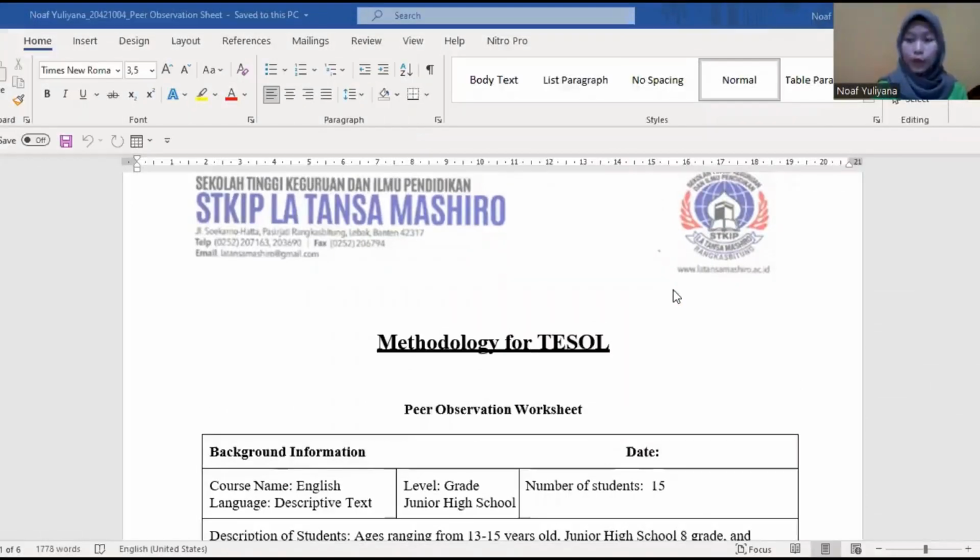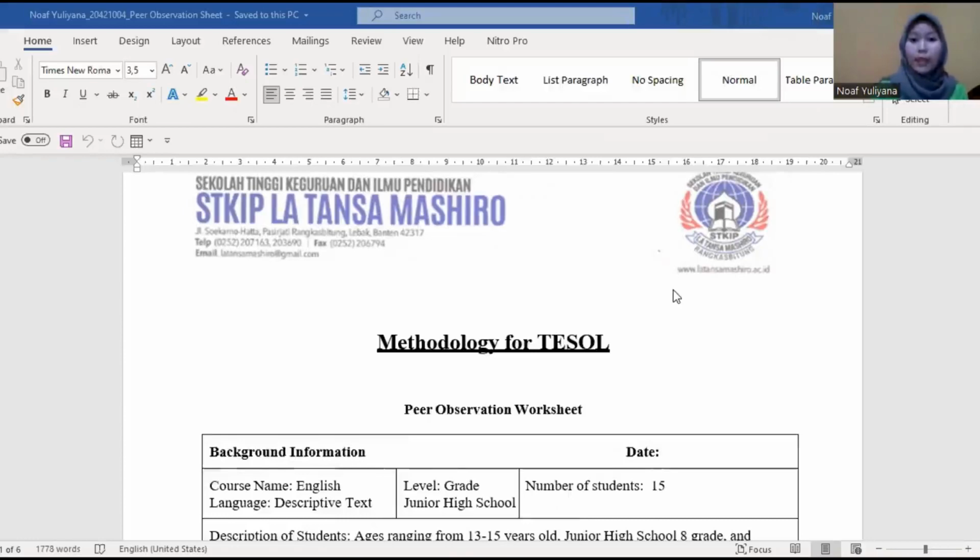My name is Yuliyana, PM 204-1005. I'm from English Language Education, 5th semester. Okay, here I will explain the result of peer observation from Dinda's teaching practice.